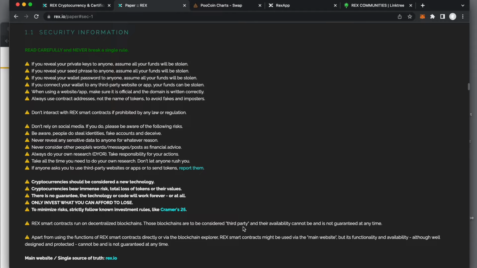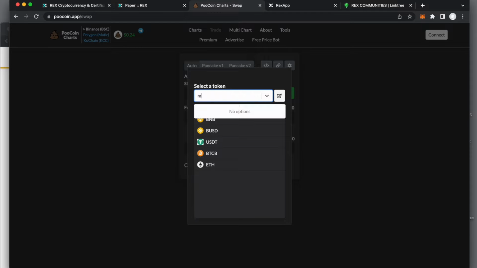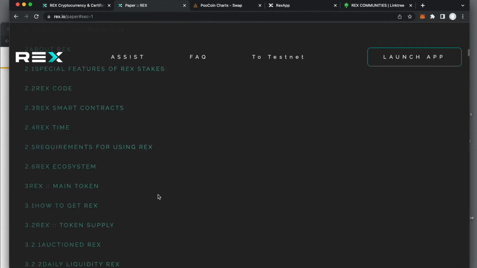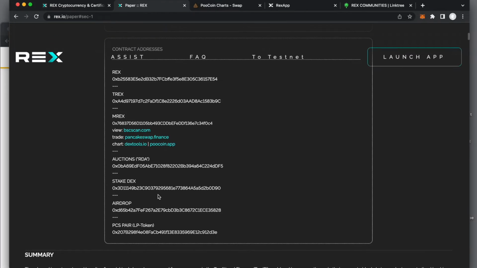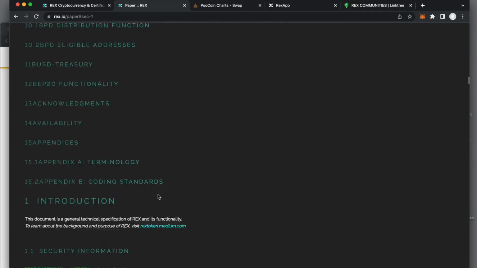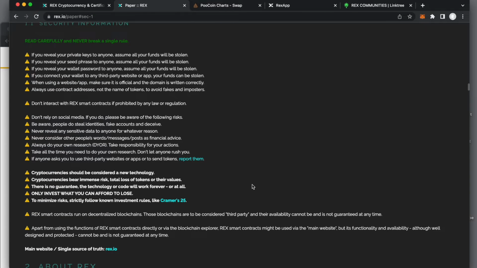When using a website or app, make sure that it's the official one and that the domain is written correctly. A very popular trick is to slightly misspell a domain and create fake sites that then will steal all your money. Always use the contract addresses, not the names of the tokens, to avoid fakes and imposters. Or if you do, use the name like MREX and the token address comes up. Double check always that token address against the one that's given in the paper. So against this one. Almost always, unless you memorize those tokens, it's important to double check that you're dealing with the right token.